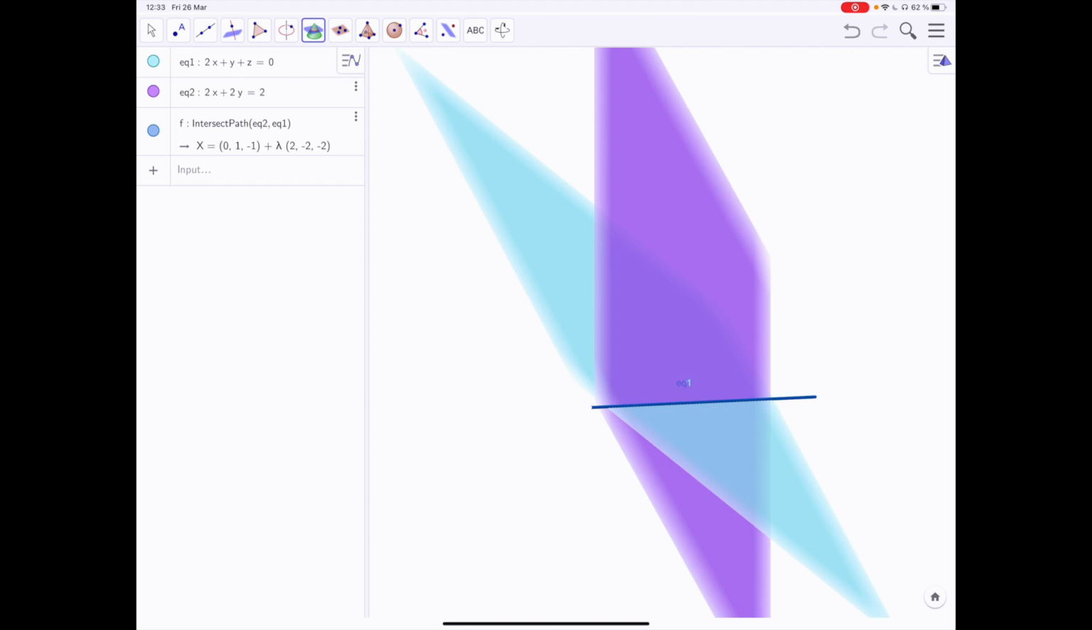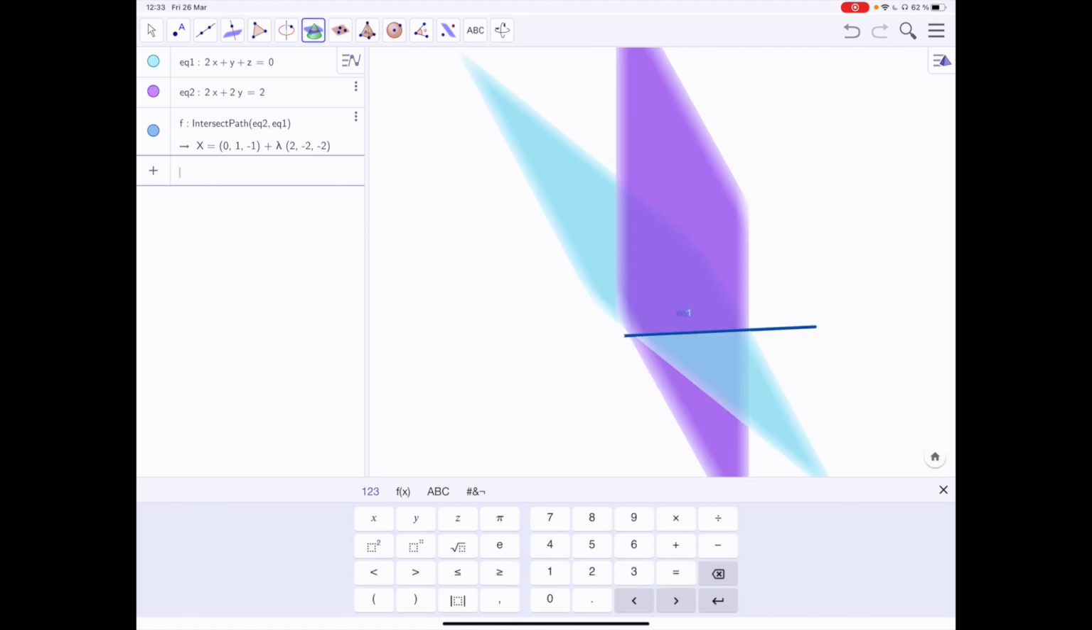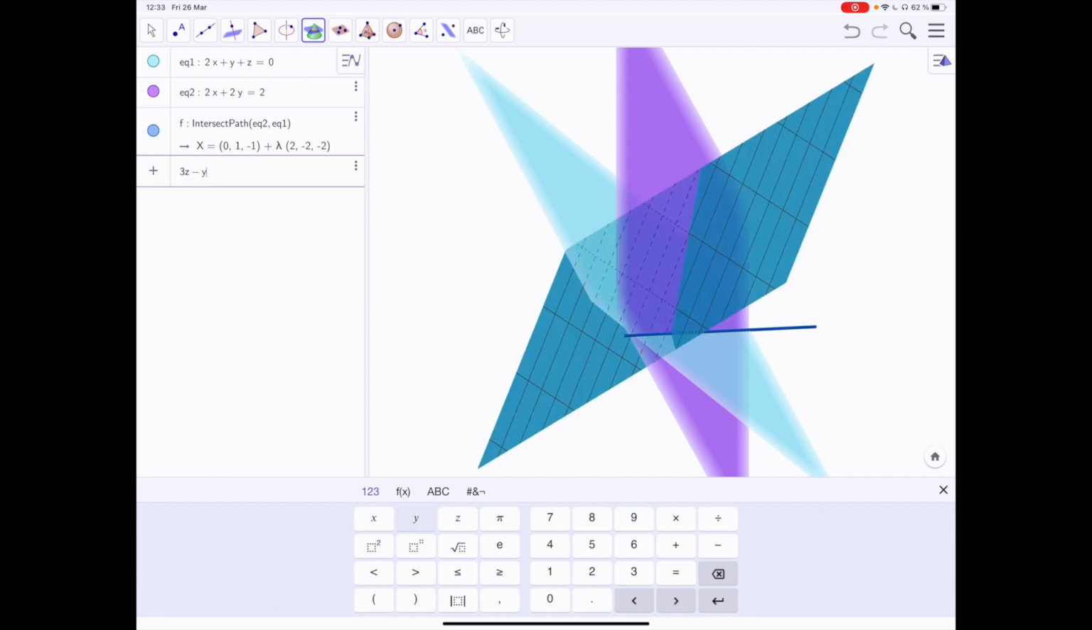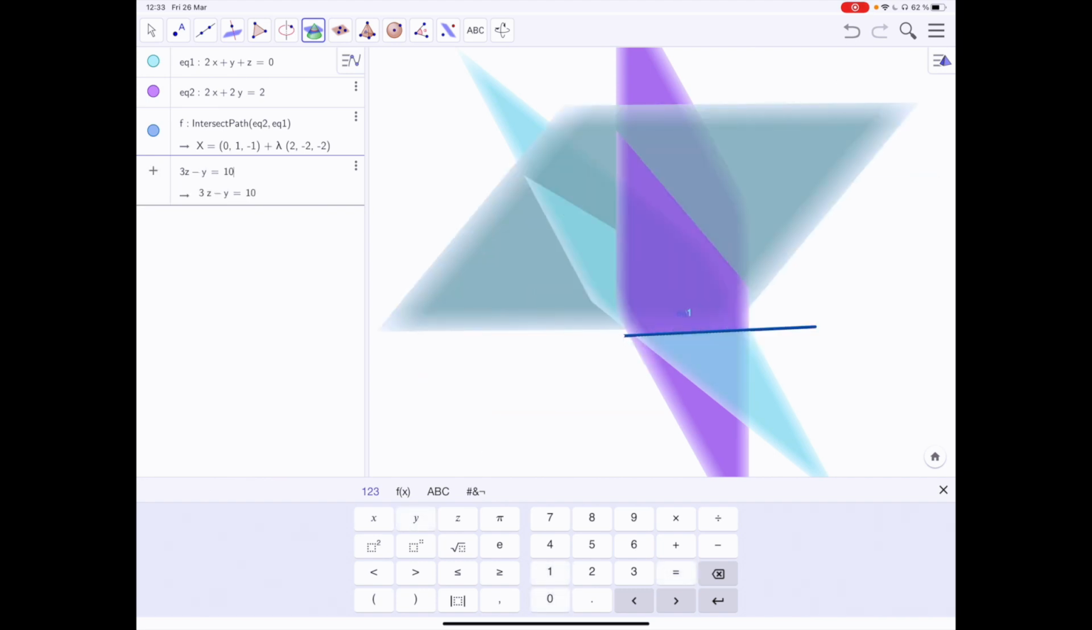How many points are there in the intersection so far? Infinitely many. Okay? But let me add one more. Can you read it to me? The last one. 3z minus y equals to 10. Hopefully this number is okay. This is another one.